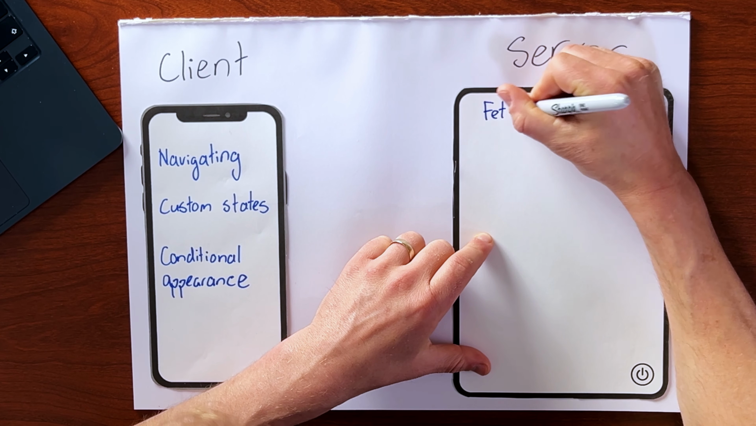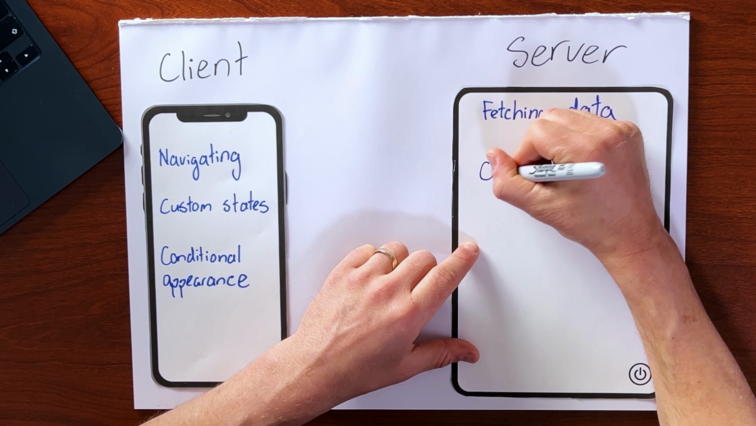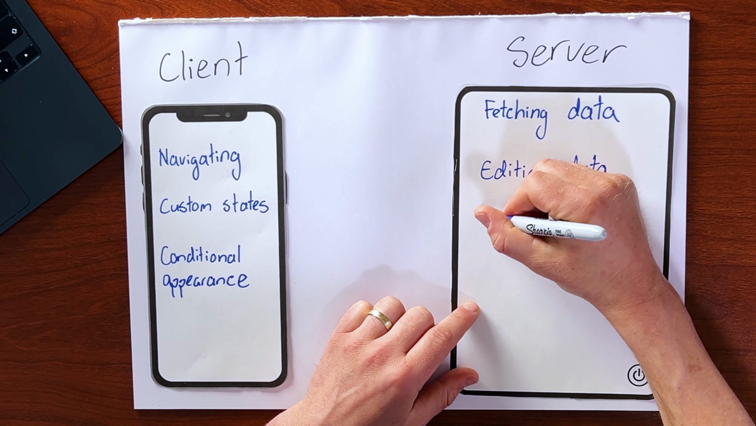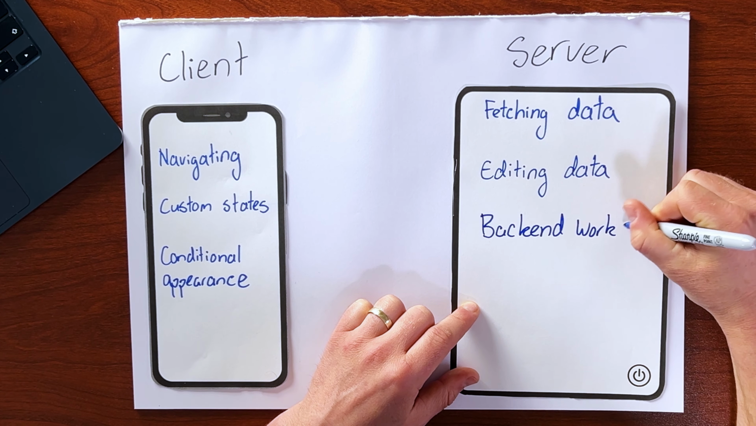But the server is also doing really important work. It's also doing computation. So the server is doing things like fetching or retrieving data. It's doing things like editing or updating data in the database. Anytime that we make changes to a thing in the database or we add a new thing into the database, the server is doing that work. It's also doing what we just learned about in the last two lessons, which is running or executing back-end workflows that are only happening within the context of this computer. They're running on this server computer.